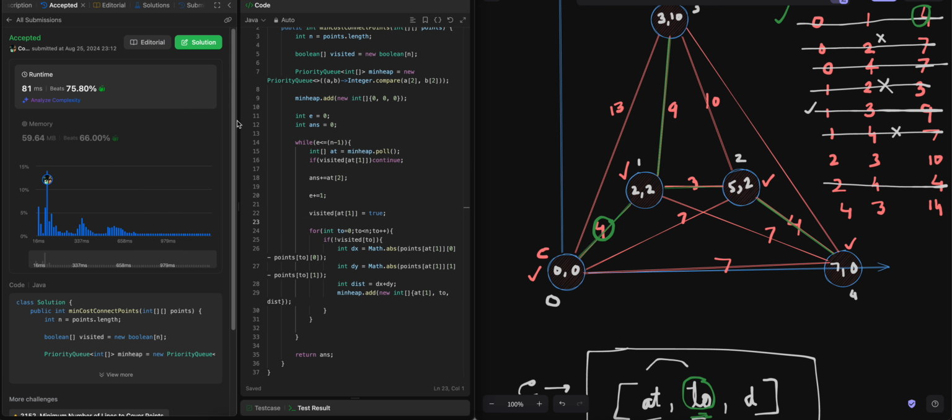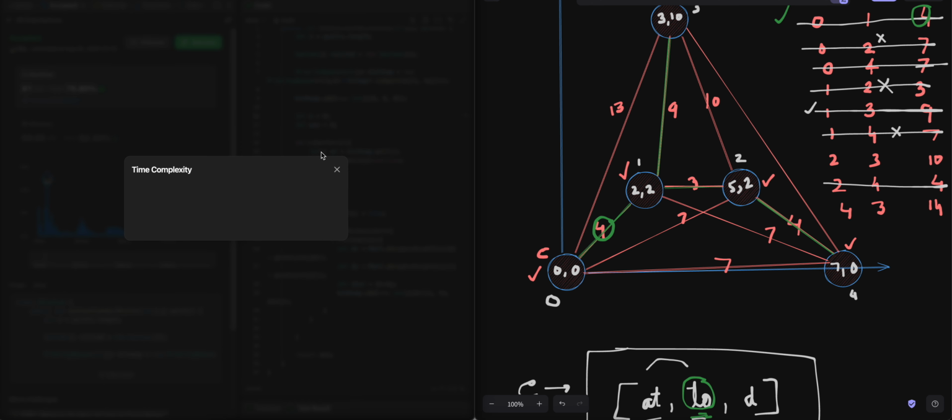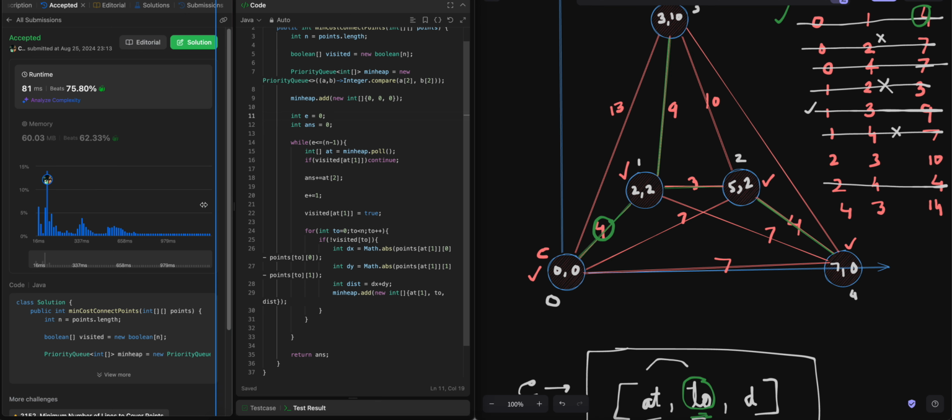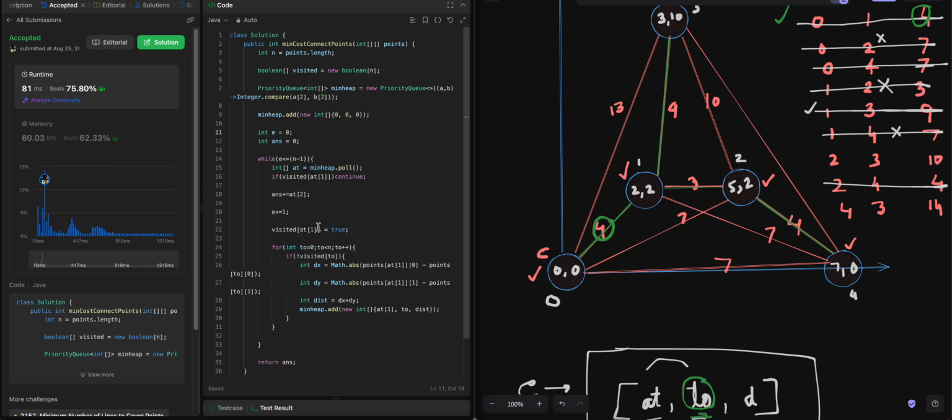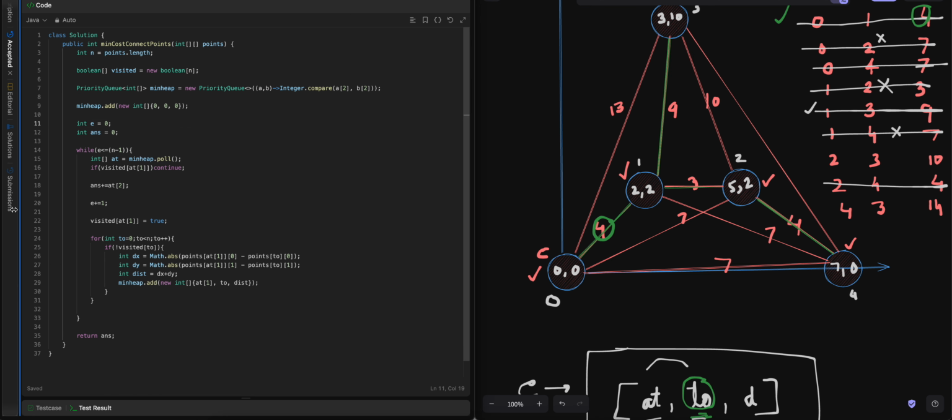Fine, great. So it is running in 81 milliseconds and it beats 75% of the solutions. Okay, let's try to analyze the time complexity. Let's hope Leetcode would let us do that. So the time complexity is O of n square log n. So this is what the whole solution was about.